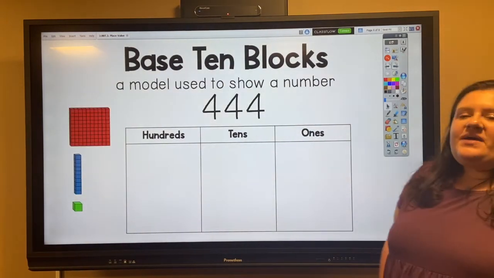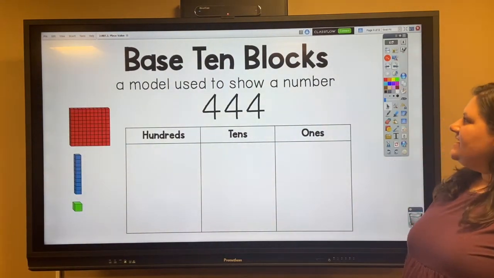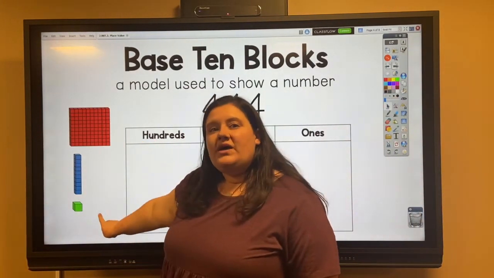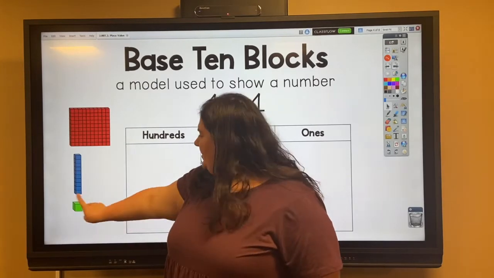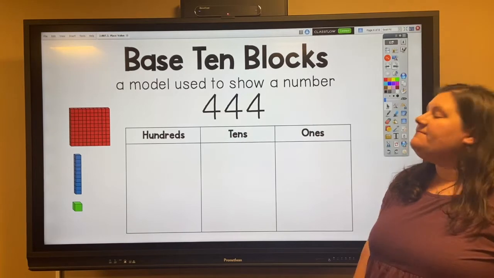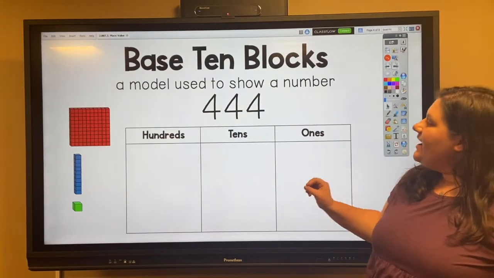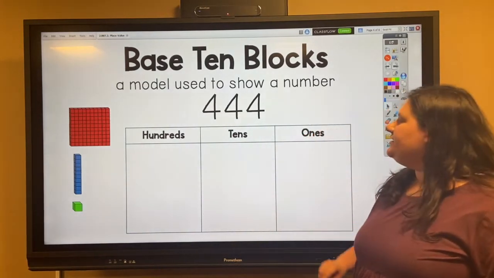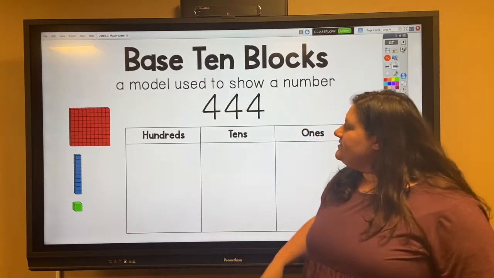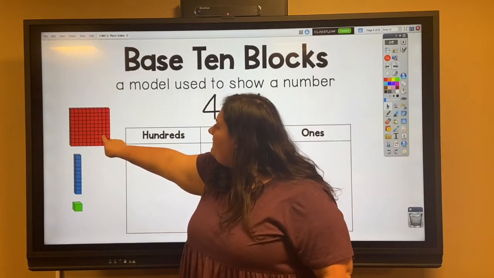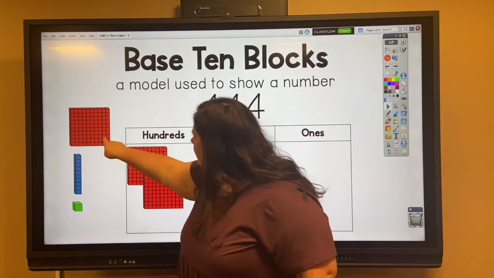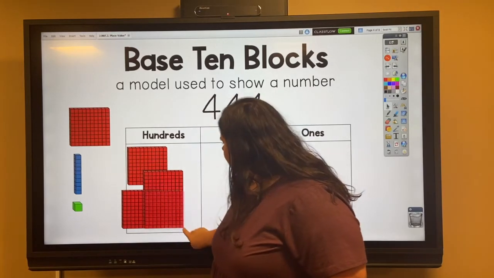Now, another way to represent a number is with base 10 blocks. So we have a hundreds flat, a tens rod, and a ones bit or piece or a ones. So I can represent this number 444 by placing the base 10 blocks under the correct category. So for 444, there are 4 hundreds. So I'm going to put 4 of these flats under the chart. So 1, 2, 3, 4.